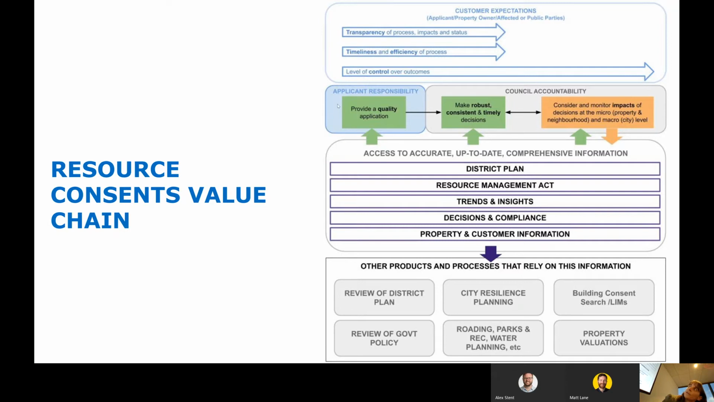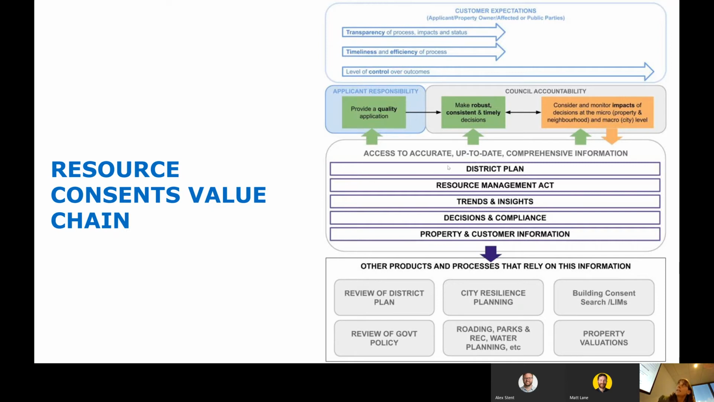And then in this blue box over here is their responsibility, whether the applicant is a planning consultant, architect, a builder, or the homeowner, they have to provide a quality application, because that's going to give them the best chance of getting the right decisions made by council. And then council's got an accountability to make robust, consistent and timely decisions. And then that feeds back into our accountability for considering and monitoring the impacts of our decisions, both at the property and neighbourhood level, but also at the citywide level.